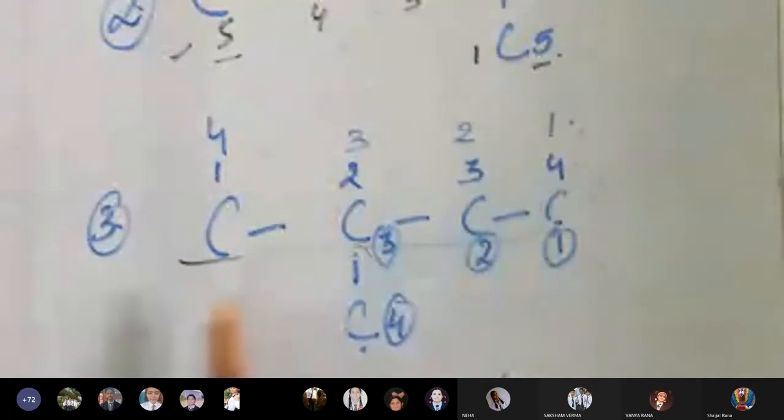Now to avoid your confusion, I'll rub this numbering. Okay, I hope I'm clear why this numbering 1 2 and 3 is not chosen, because it is giving me a short naming, a short carbon chain.